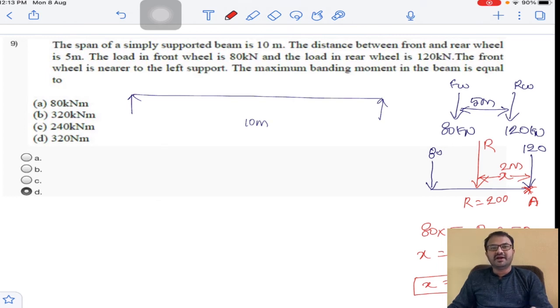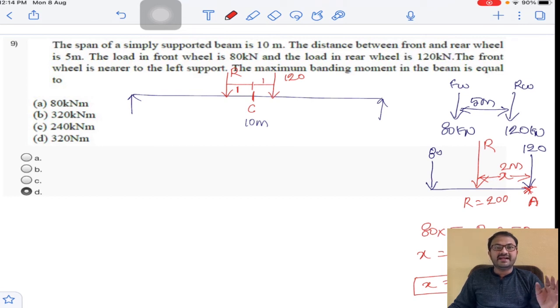To get maximum bending moment under 120 kilonewton, we have to place the 120 kilonewton load and the resultant on either side of the center point, at equal distance. Now the distance between R and 120 is 2 meters. So let me take this as the center. So 120 kilonewton is on the right side and R is on the left side. So the distance between R and 120 is 2. If it is 2, then this will become 1 and this will become 1, because we need to place R and 120 at equal distance from the center.